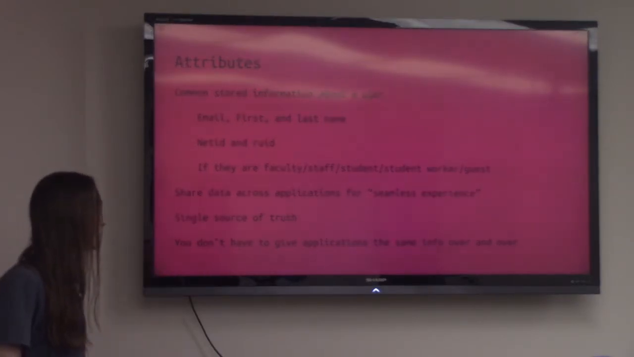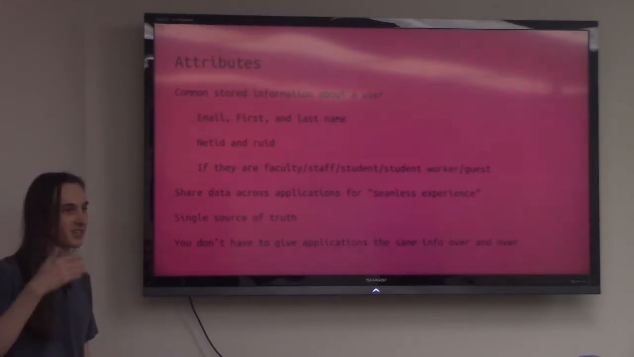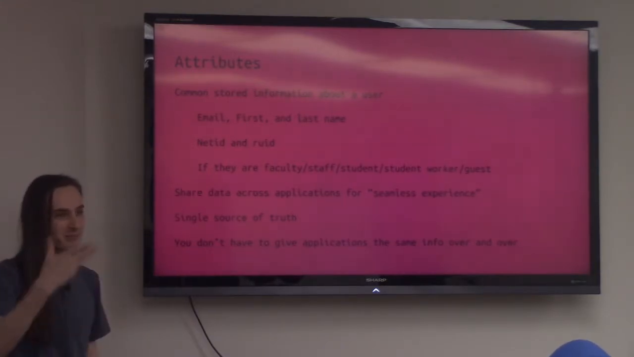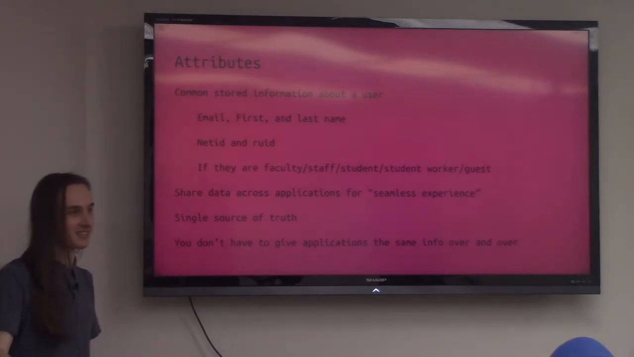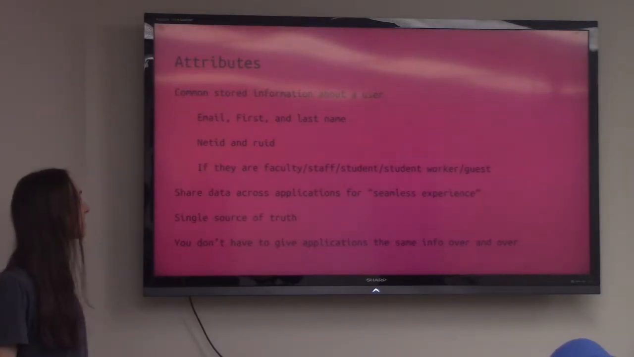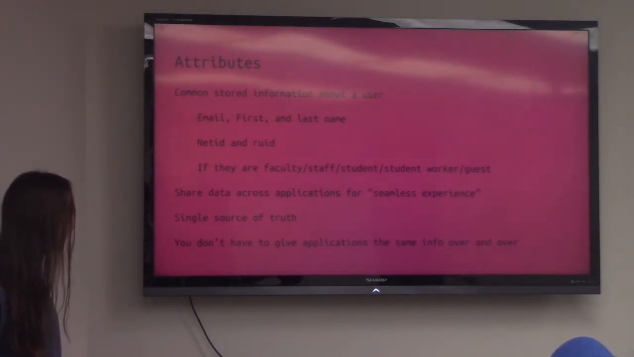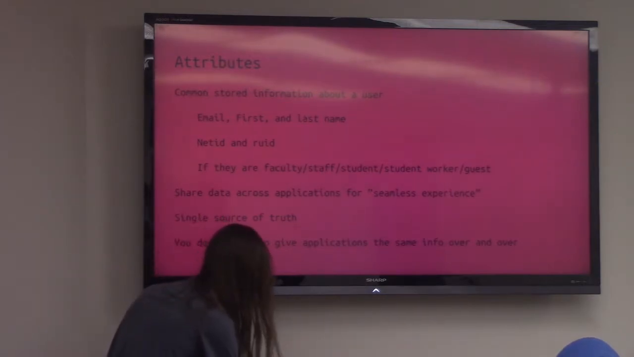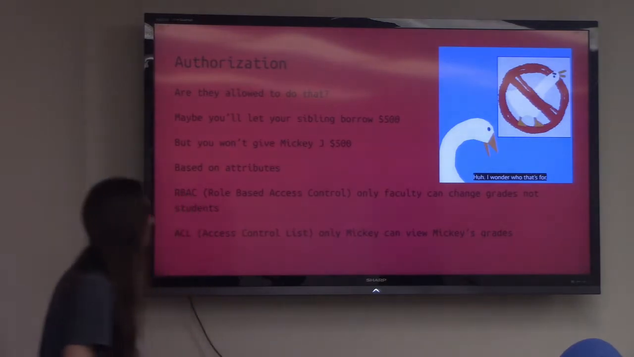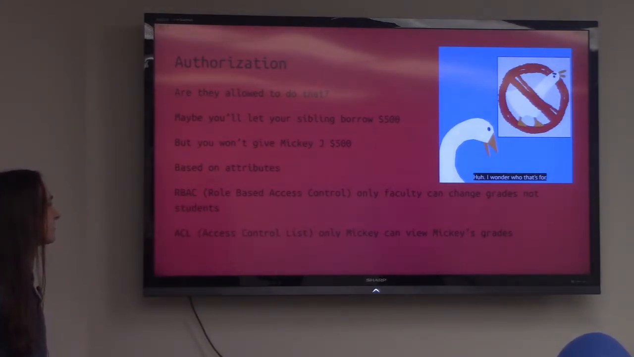The other idea is to have a single source of truth. So you don't need to go into every single application and update your mail address so that I stop getting your spam mail to my apartment. So that's basically attributes. And then the next thing is authorization.